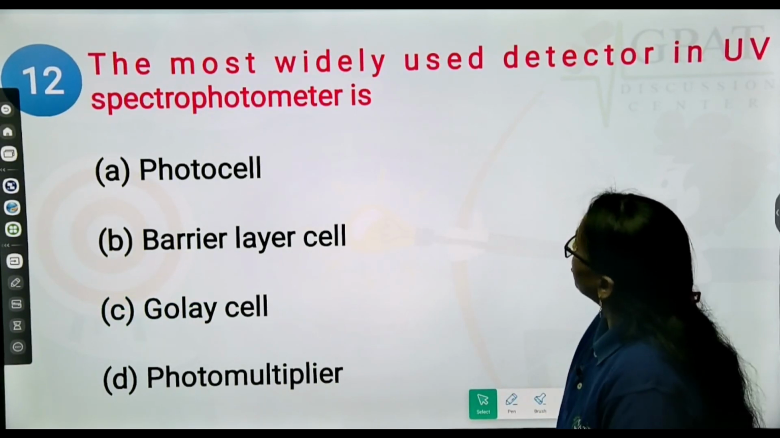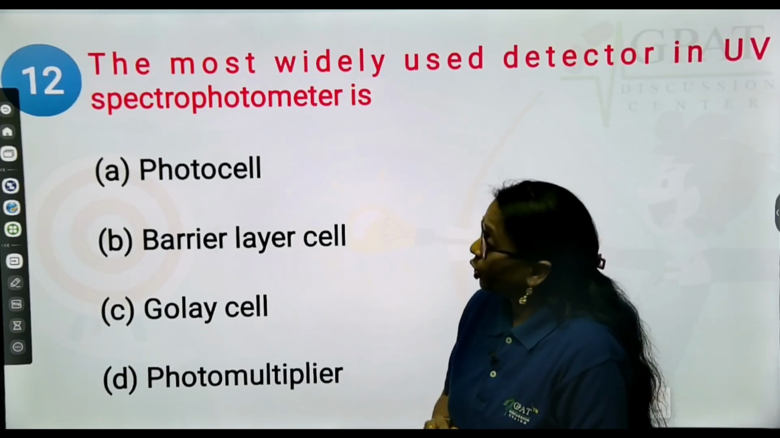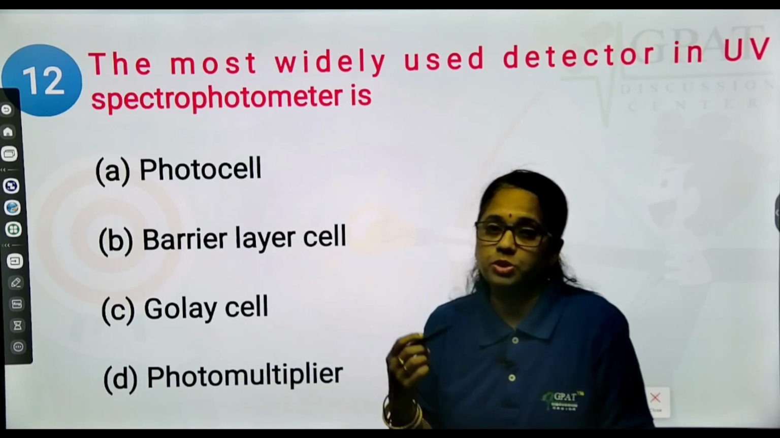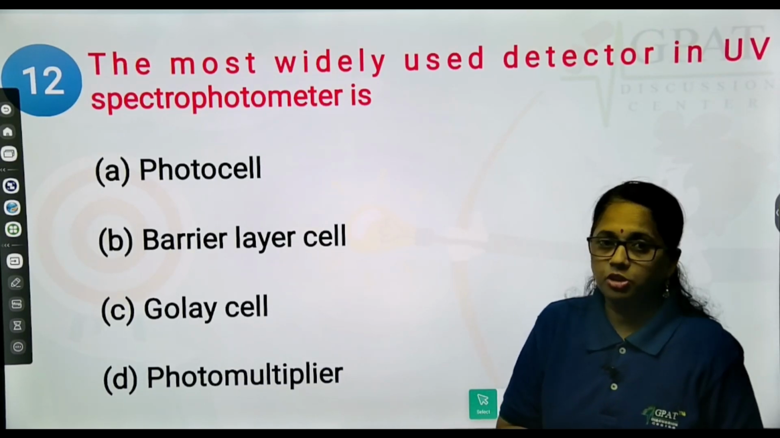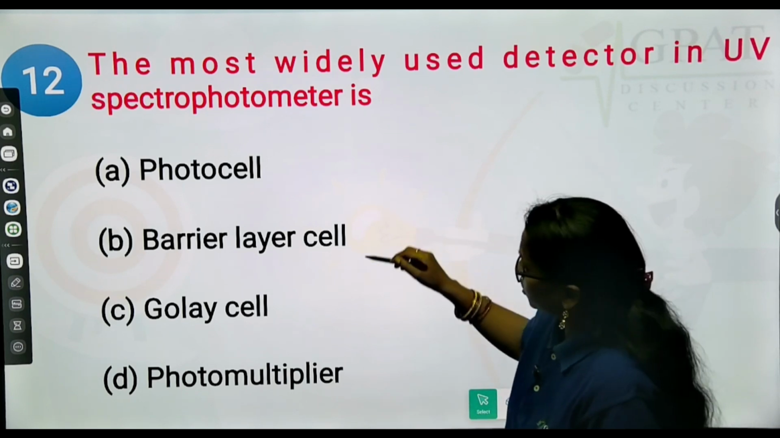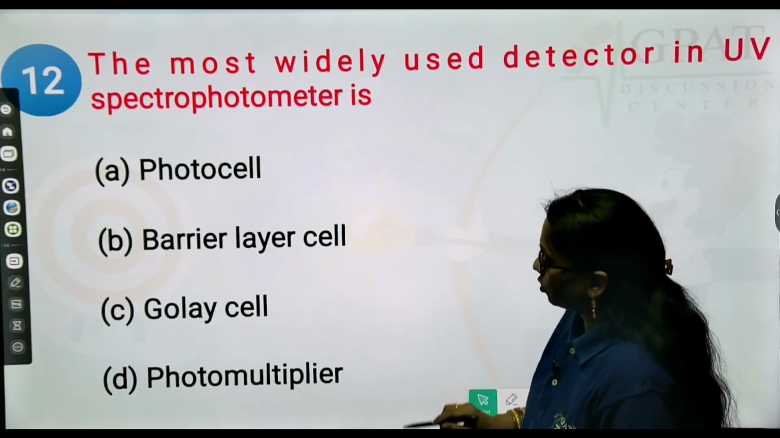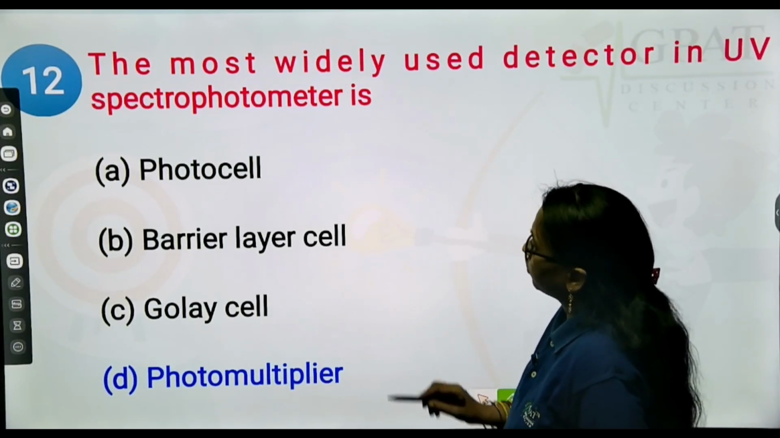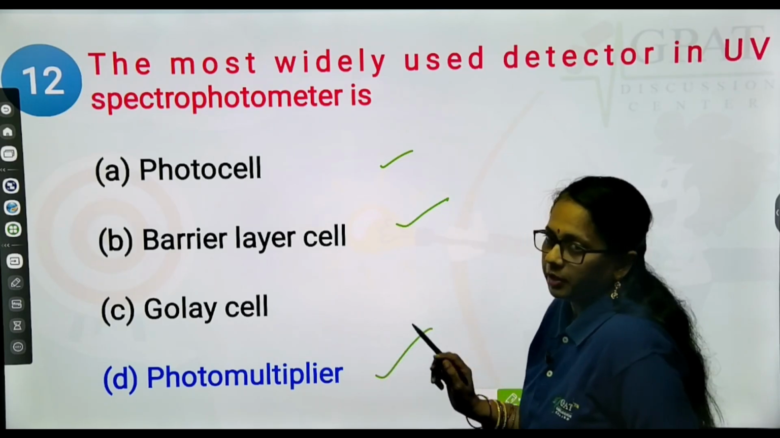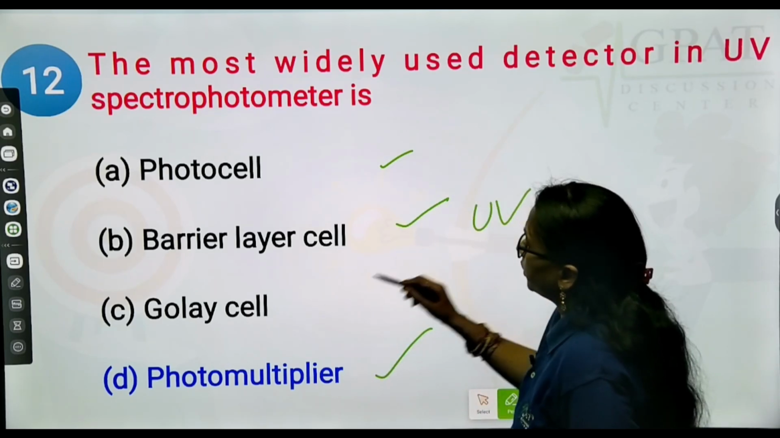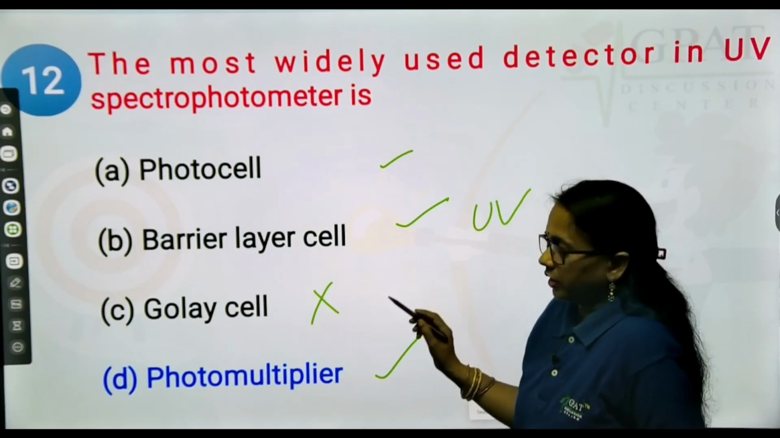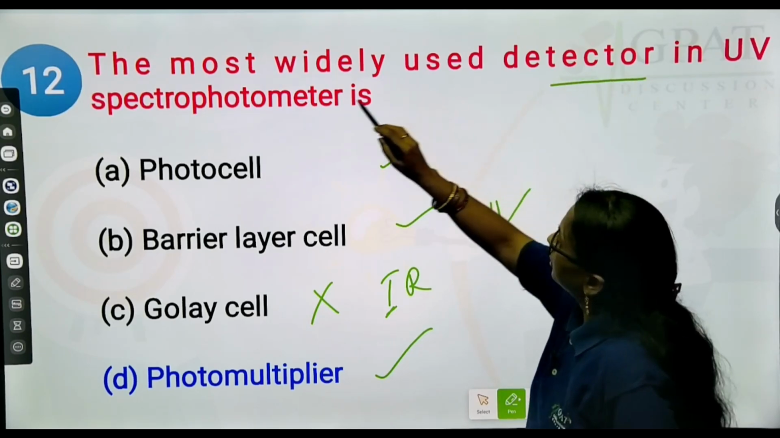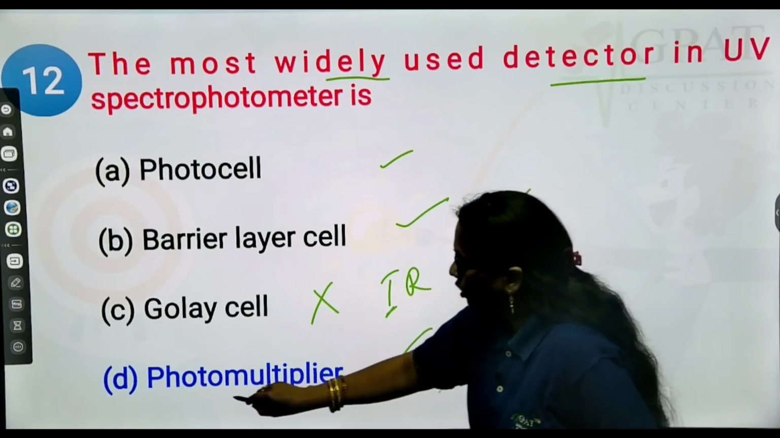Next question: the most widely used detector in the UV spectrophotometer. Photo tubes, photomultiplier tubes and diodes are all used as detectors in the UV, but which is the most widely used? Let us see the options first: photo cells, barrier layer cells, thermal cells and photomultiplier cells. Photo cells, barrier layer cells and photomultipliers are related to UV spectroscopy. The thermal cell is different; it is used in IR spectroscopy. So the most widely used detector is nothing but the photomultiplier.